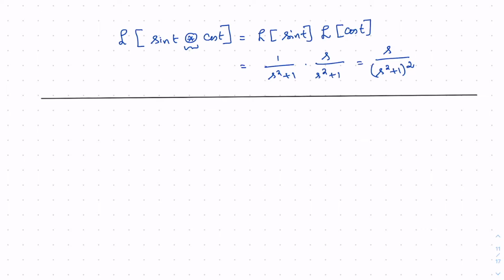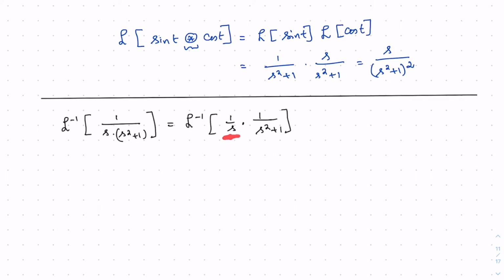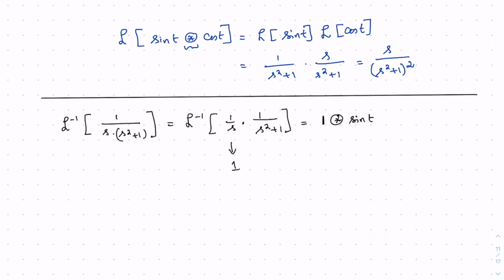So if I ask you the following question, what would be the Laplace inverse of 1 over s times s squared plus 1, right? What would that be? I'm going to rewrite it as Laplace inverse of 1 over s times 1 over s squared plus 1. You know that the Laplace inverse of this one is 1. The Laplace inverse of this one is sine t. So this is going to be 1 convoluted with sine t, because the Laplace inverse of this is going to be 1. The Laplace inverse of this is going to be sine t.